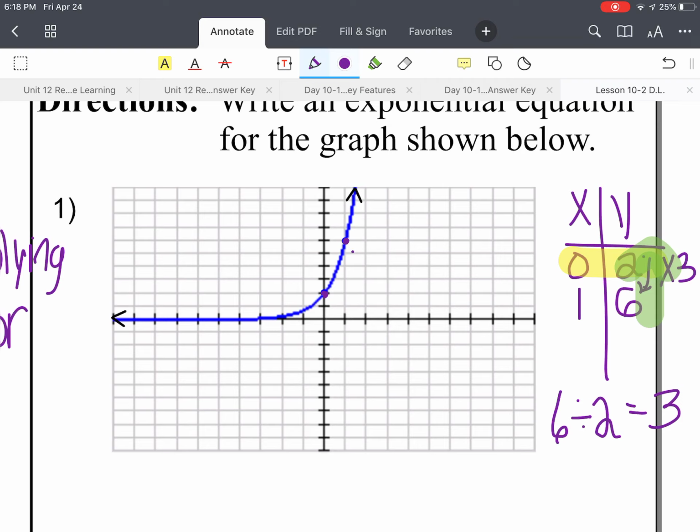So now I have everything I need. I have the y-intercept, which is 2, and then in the parentheses goes my multiplying factor. I'm multiplying by 3, and it's always raised to the x. Okay, and it doesn't ask, but this is an exponential growth because we're multiplying by a number bigger than 1.